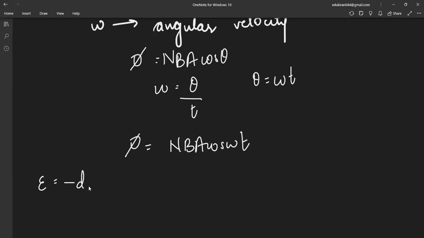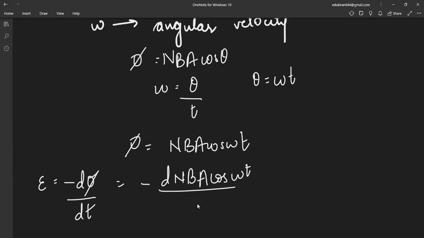EMF value is minus d phi over dt according to Faraday's law. Put the value of phi. This becomes minus d of NBA cos omega t over dt. All right, we are differentiating it basically. Anyone who remembers how to differentiate cos omega t? Anybody who would like to answer? Or you already know? Cos omega t you are differentiating.